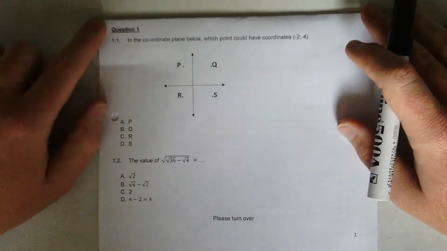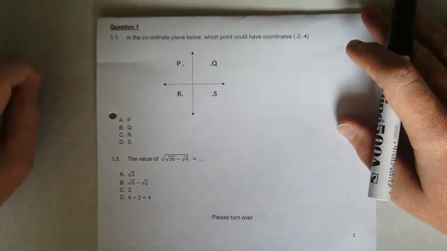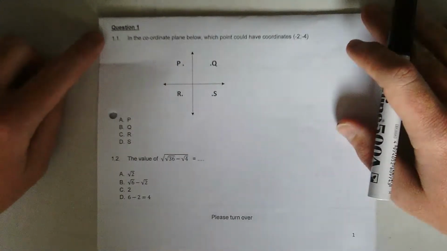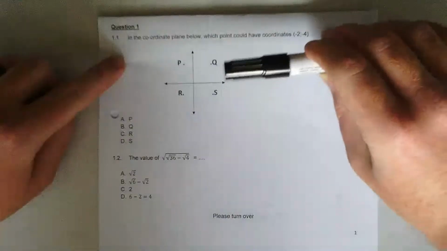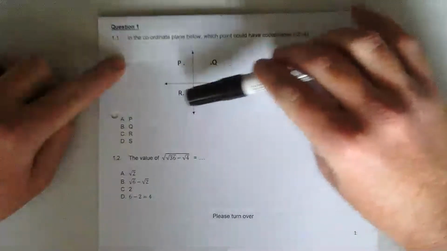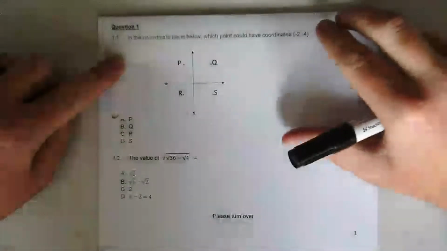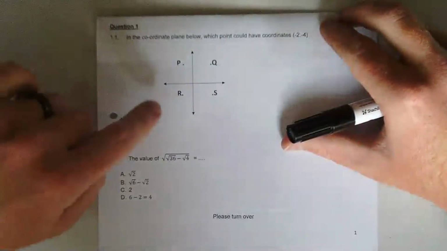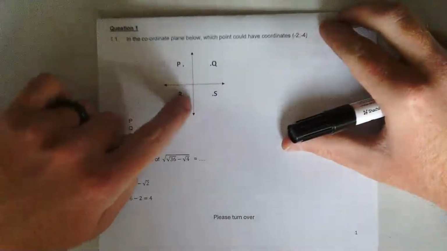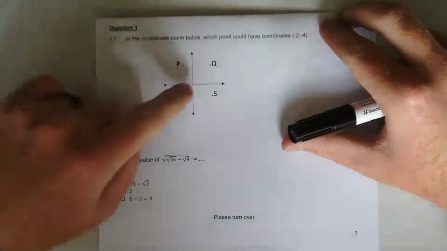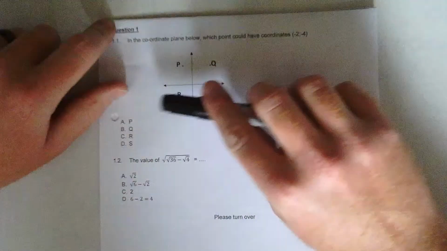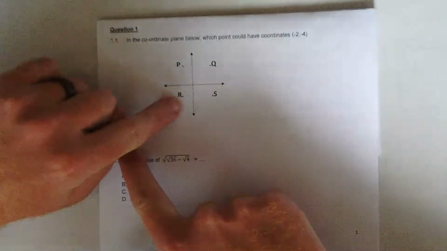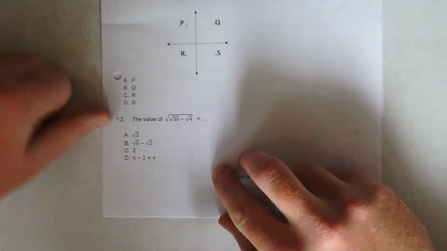Okay. So your first question here, question 1.1, states: in the coordinate plane below, which is the Cartesian plane that they are talking about, which point could have coordinates -2 and -4? Now, what you should know is that your quadrants work anti-clockwise. So quadrant 1 will be here, quadrant 2, 3, and quadrant 4. Now, if they're talking about -2 and -4, you should know that your negative axes fall in quadrant 3. So negative x as well as negative y for your set of axes will fall in the third quadrant. So your answer for this one will obviously be C, because -2 and -4 will fall in quadrant 3.